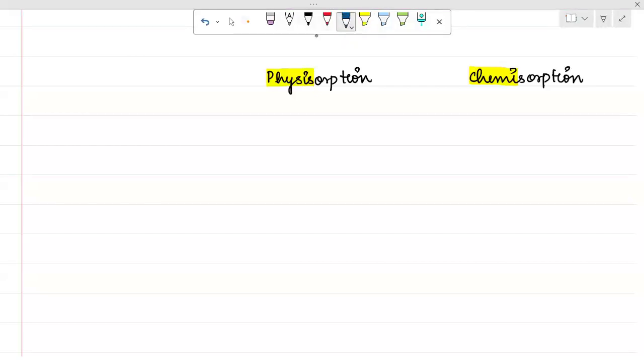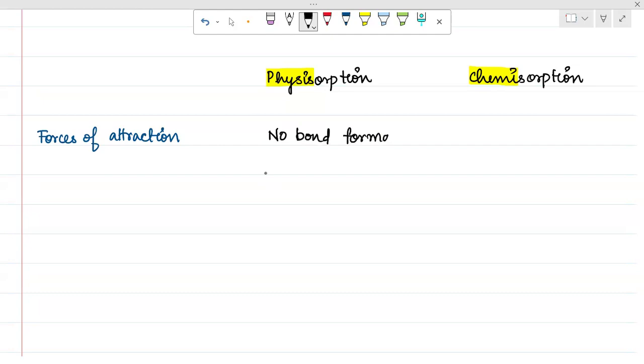So let's start the first property, forces of attraction. So under physisorption, as we know, it has got only physical interactions, no chemical. You cannot call physical interaction a bond, I'm sorry. They are composed of just very weak van der Waals forces of interactions. So there are no bonds. Correct? So you can write it down. No bond formation.